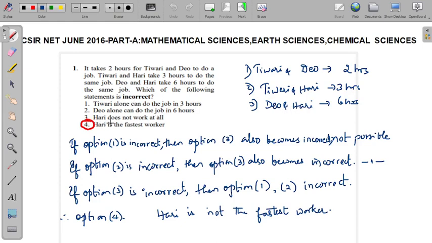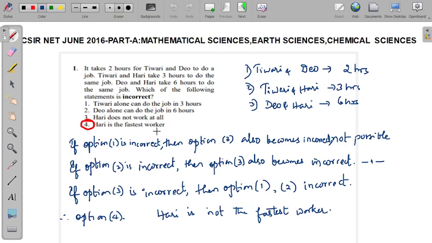Take up the third option. Hari does not work at all. If this is incorrect, again the same thing, vice versa, option 1 and option 2 become incorrect. If it is incorrect, in the sense Hari is working, then Tiwari can't do the job in 3 hours. So this also becomes incorrect. Similarly, 2 also becomes incorrect. Therefore the only left out option is Hari is the fastest worker.